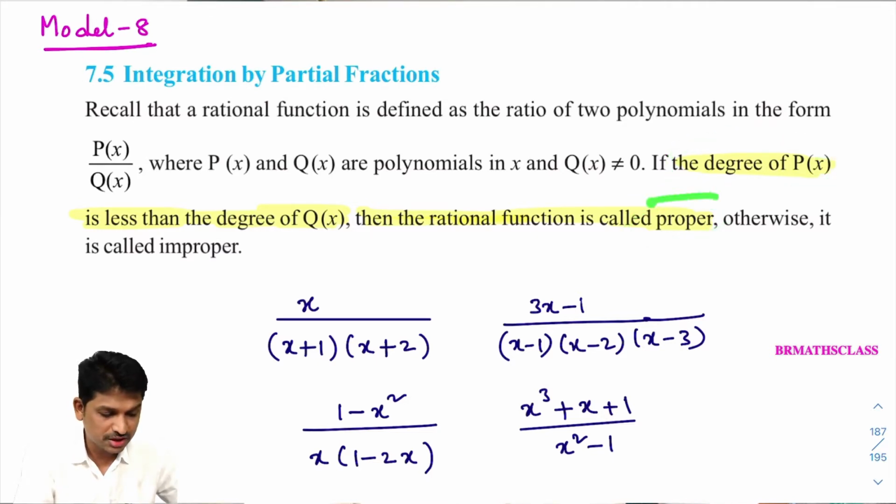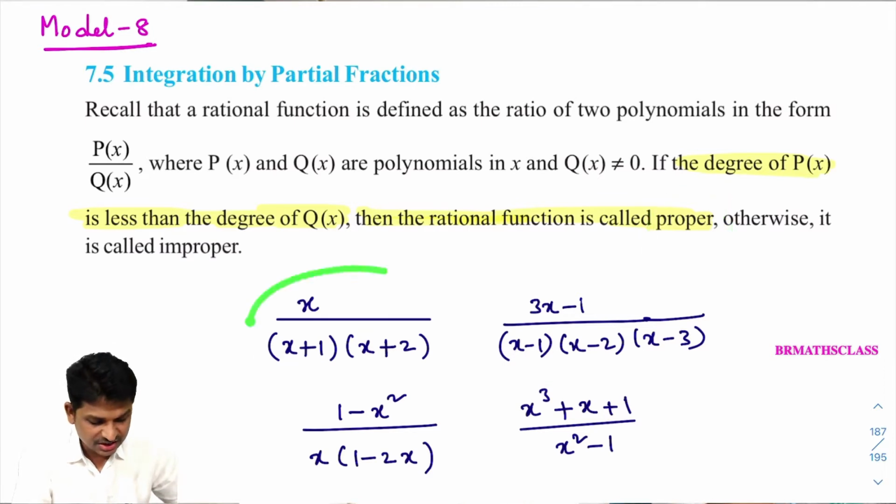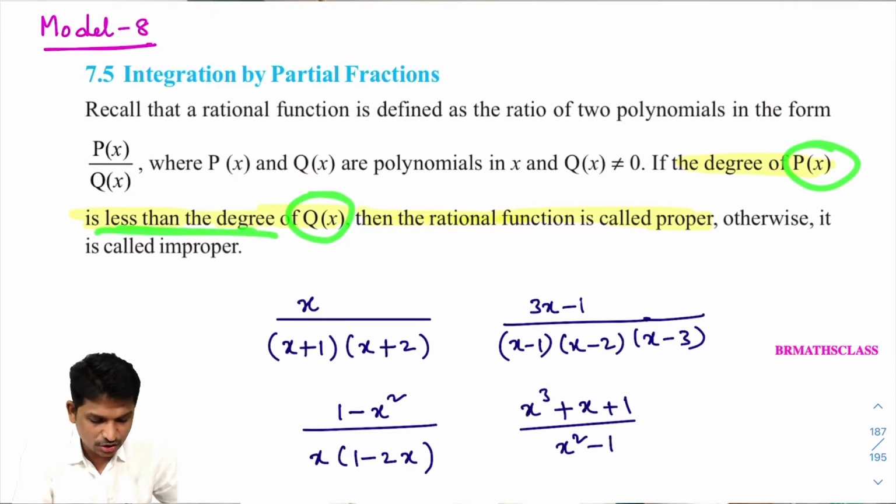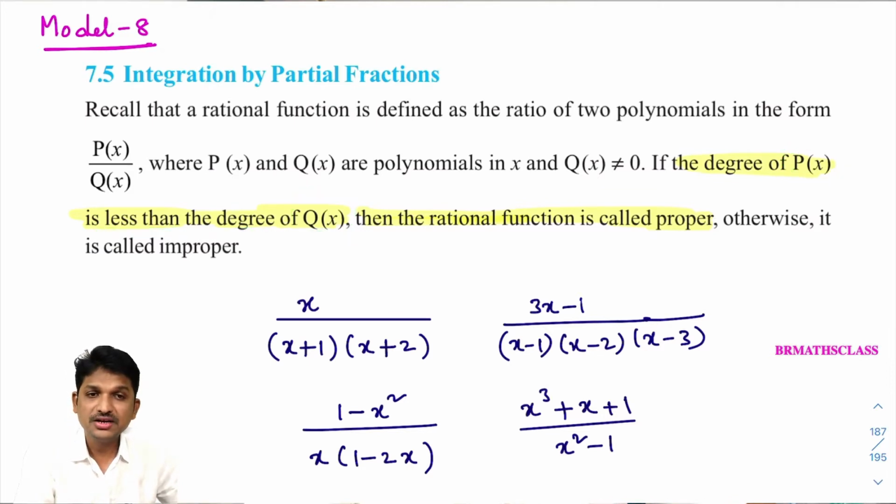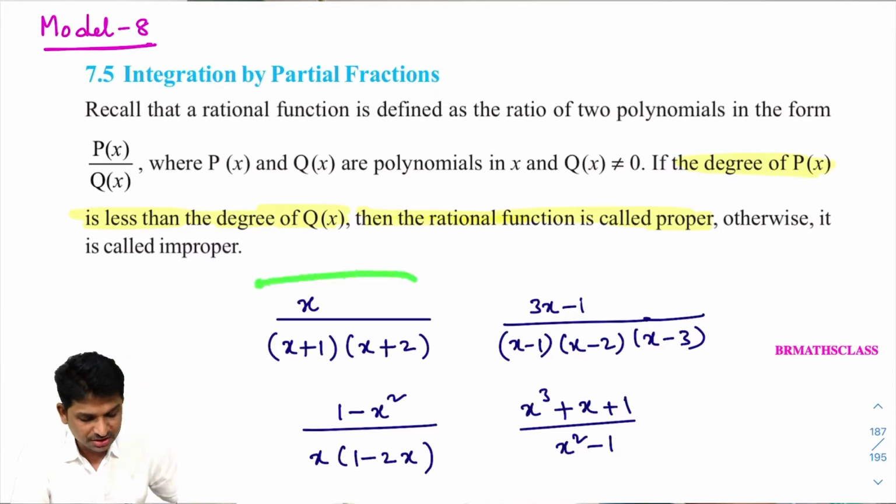What I am saying here, what is a proper rational function? This is most important. In this rational function, if the degree of the numerator, the degree of p of x, is less than the degree of q of x, then it is called a proper rational function. Otherwise it is called improper. In partial fractions, you must know what a proper rational function and an improper rational function are.